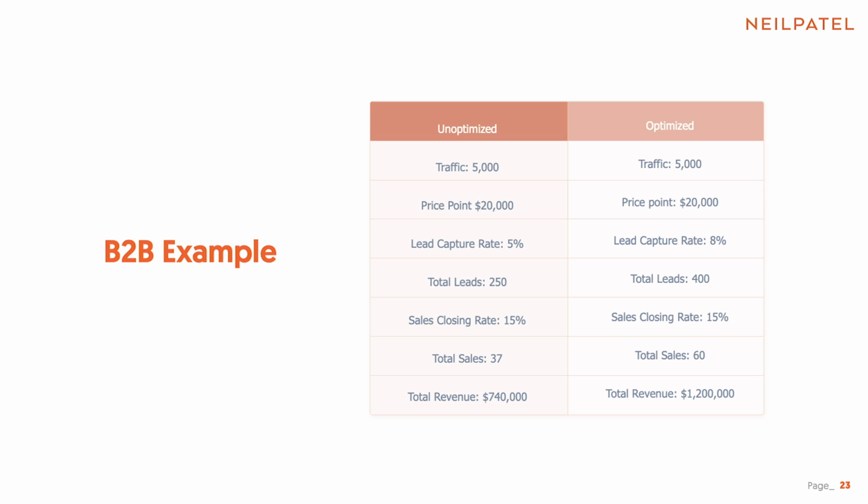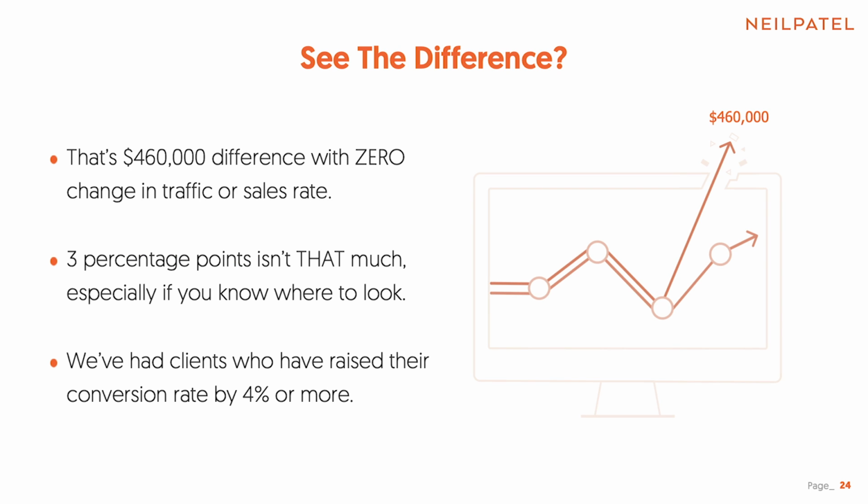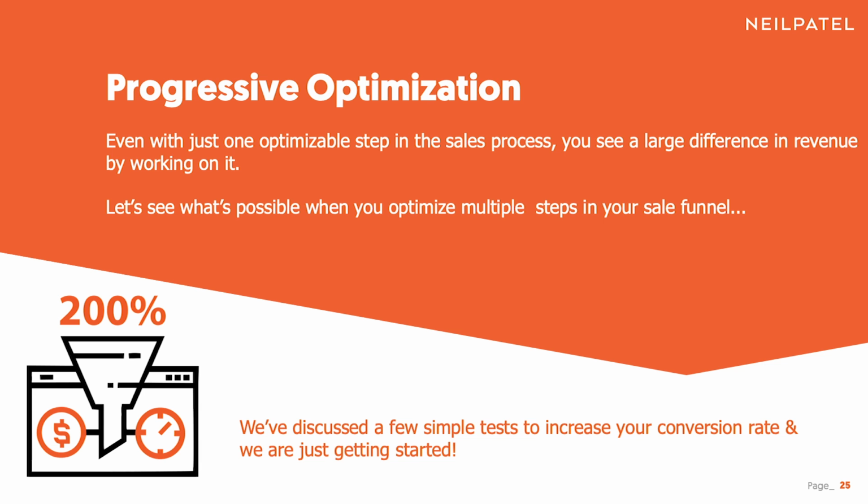That's the power of optimizing for conversions. And you'll see the difference. That's a $460,000 difference right then and there. You don't even have to improve your sales rate. You're just improving your lead collection rate. 3 percentage points isn't that much, and it doesn't seem that much, but when you look into it, it could actually improve your revenue quite a bit, just like the example that I showed you. It's all about progressive optimization. Just one optimizable step in your sales process can have a huge impact in your revenue, and that's what we're going to help you with throughout this course.